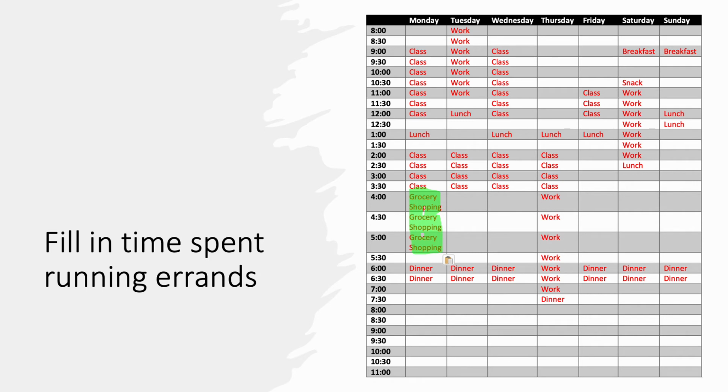Next, I add the times that I'm going to need to spend running errands. I just put grocery shopping here on Monday. This is also where you would put any other errands you need to run. If you need to run to the post office for anything, any miscellaneous errands that need to get done, you want to make sure you schedule that in your week as well.